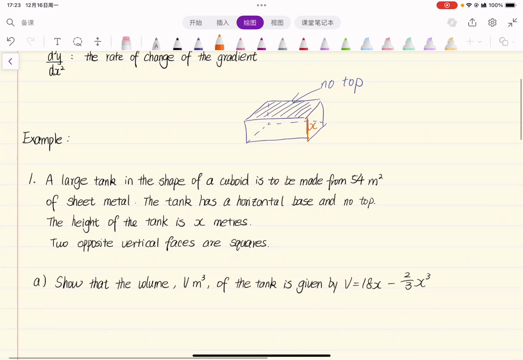The question also mentioned that the two opposite vertical faces are squares. So we have two vertical faces, this one and this one. They are squares, which means the width of the tank is also x, right? Now part A says that you need to show that the volume of the tank is given by V equals 18x minus 2 over 3 x cubed.